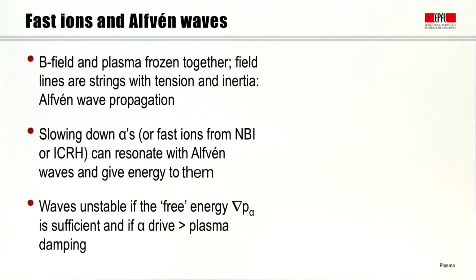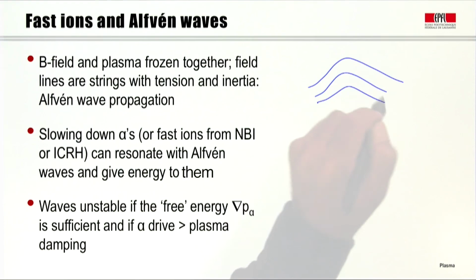The B field and the plasma are frozen together in the frame of ideal MHD. So we can see the field lines as strings subject to tension and subject to the interaction with the plasma inertia. The combination of the tension and the plasma inertia gives the propagation of Alfvén waves. Let me just sketch that in a simple way.